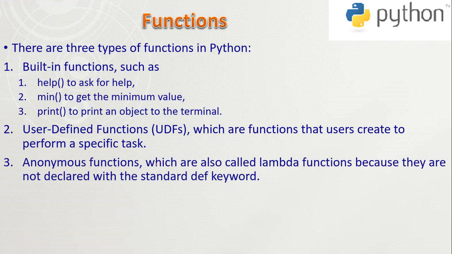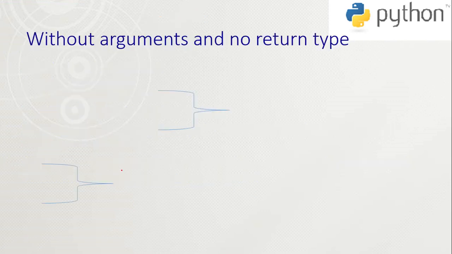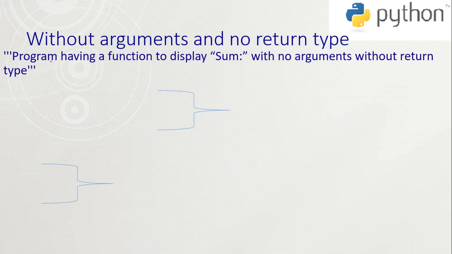Now coming to anonymous functions. Anonymous functions are also called lambda functions, because they are not declared with the standard def keyword. That's why we call it an anonymous function. The function will be defined without the def keyword. Let me see how to define a function in Python.